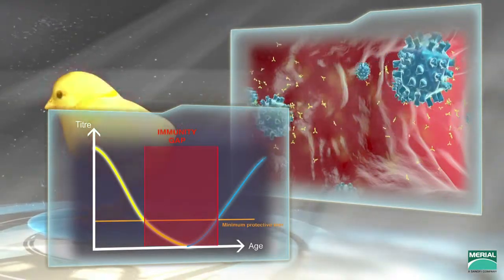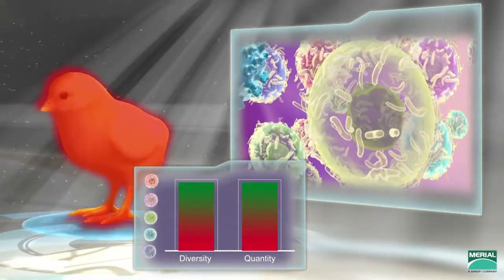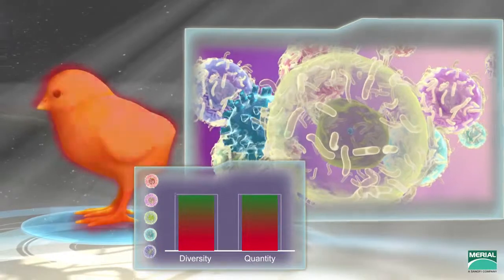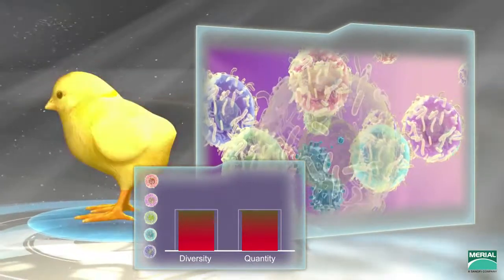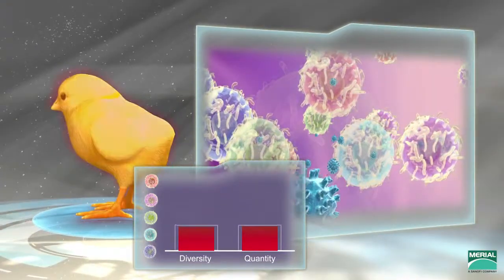There is still an immunity gap, and the bursal damage will induce immunosuppression. For safety reasons, the immune complex vaccine cannot be used in pullets.